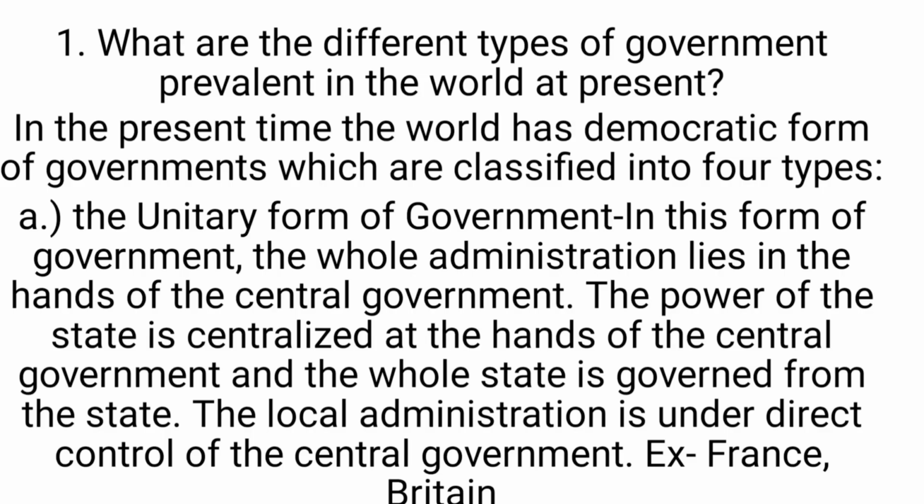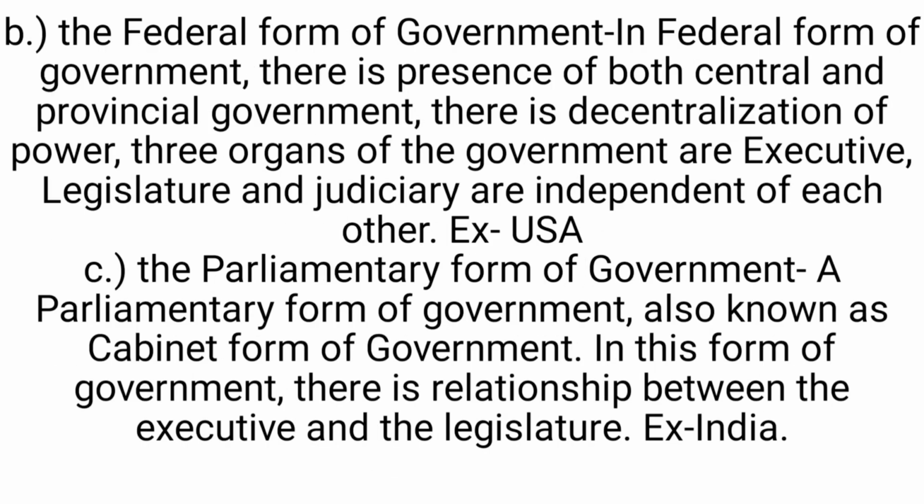Example, France, Britain. Number B, the federal form of government. In the federal form of government, there is presence of both central and provincial government. There is decentralization of power. The 3 organs of the government, executive, legislature and judiciary, are independent of each other. Example, USA. Third, the parliamentary form of government. A parliamentary form of government is also known as cabinet form of government. In this form of government, there is a relationship between the executive and the legislature.